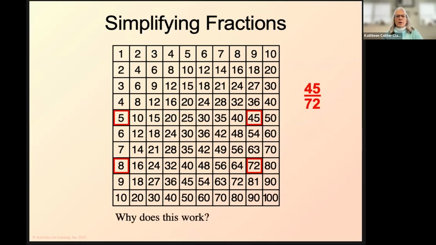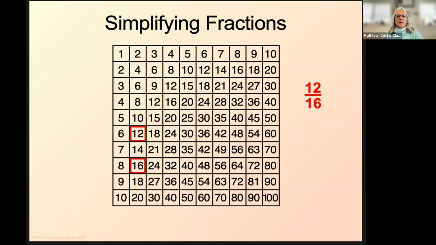Now, some of you are looking at this going, wow, why did that work? Well, remember I said it has to be in the same column. It's in the 9s column. What's 45 divided by 9? What's 72 divided by 9? That's where we end up with our 5/8. Isn't that cool?